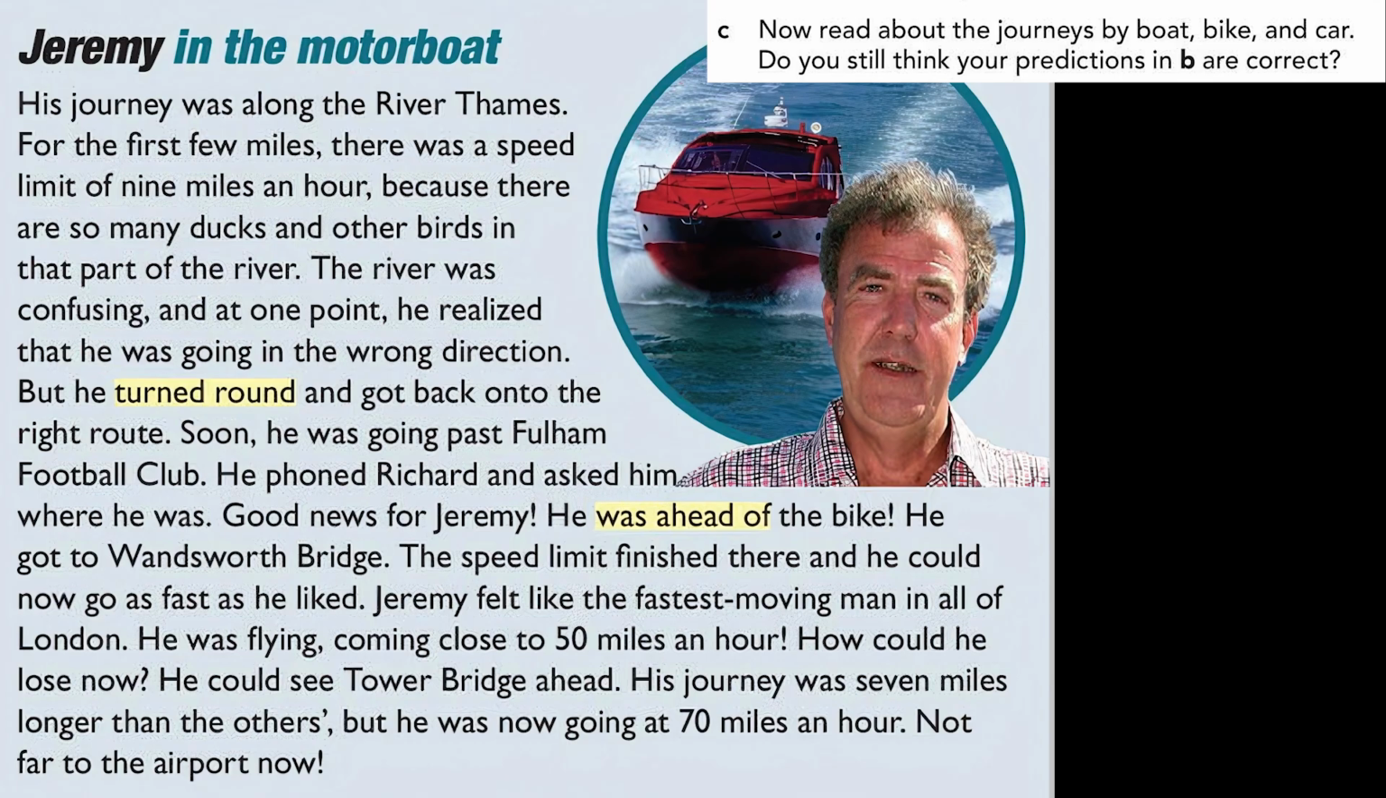Good news for Jeremy. He was ahead of the bike. He got to Wandsworth Bridge. The speed limit finished there, and he could now go as fast as he liked. Jeremy felt like the fastest moving man in all of London. He was flying, coming close to 50 miles an hour. How could he lose now? He could see Tower Bridge ahead. His journey was 7 miles longer than the others, but he was now going at 70 miles an hour, not far to the airport now.